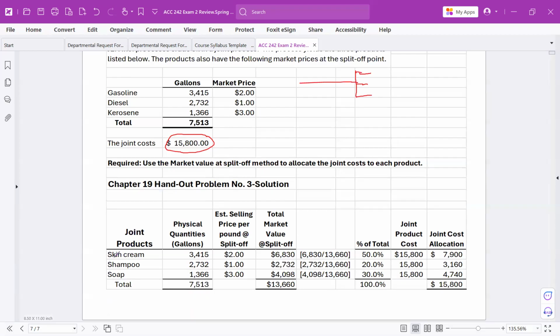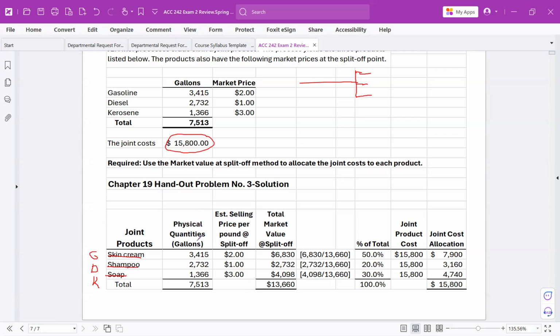market value. And I've got a couple of typos here. So you should have gasoline, diesel, and kerosene. So if you just want to cross these out, sorry about that. So you should have the gasoline, the diesel, and the kerosene here. Right, so the physical quantities, I got those right. The 3415, the 2732, and the 1366.